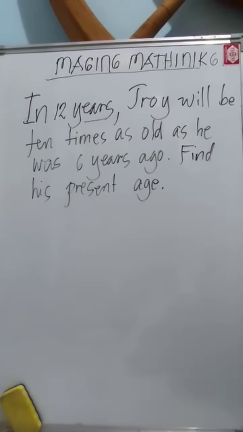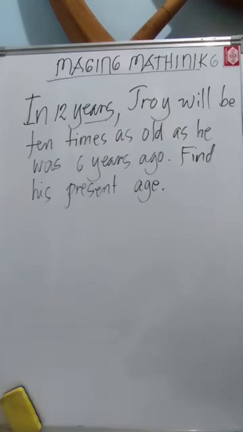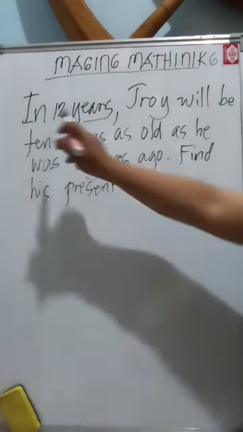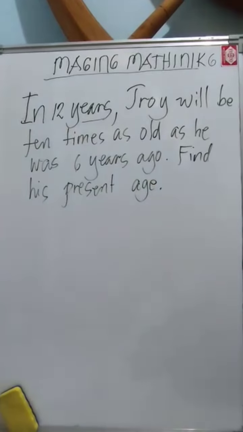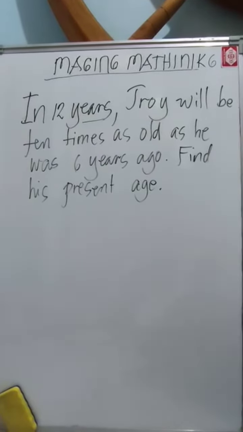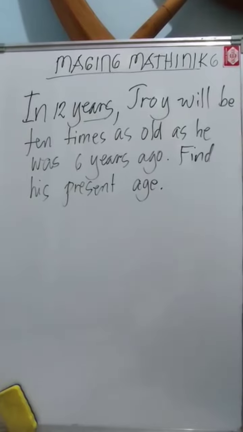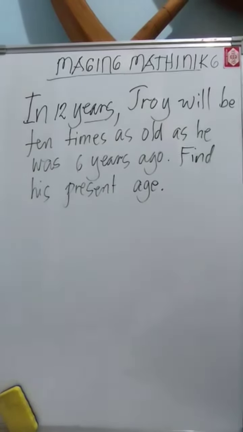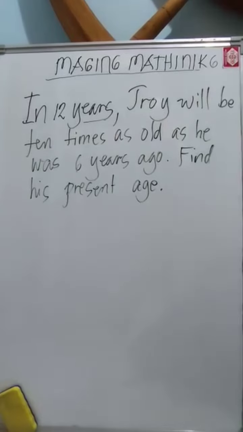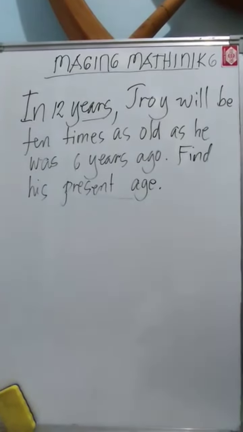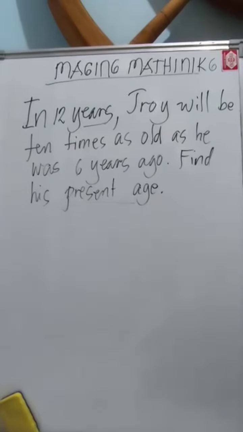So how many stages of life are involved in the problem? It says here in 12 years. What is that? Is that the past, the present, or the future? In 12 years, that's practically the future. And then we have also here 6 years ago. What about 6 years ago? That is, of course, the past. And you have here the present age. That is actually the present.